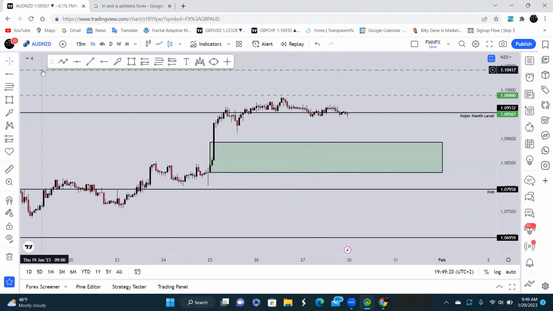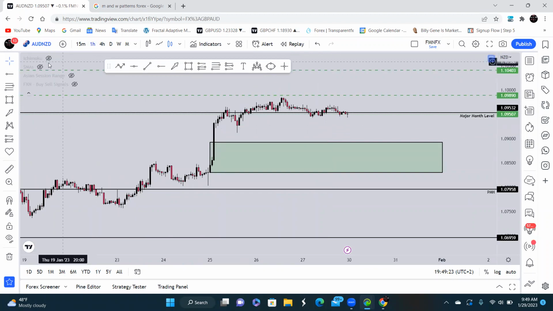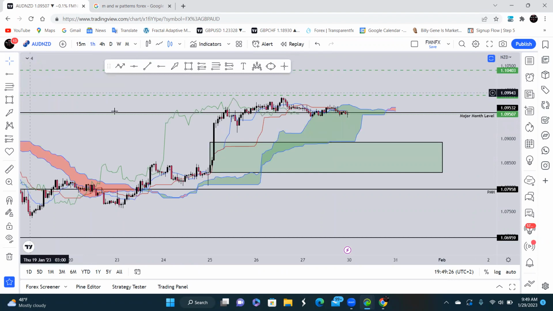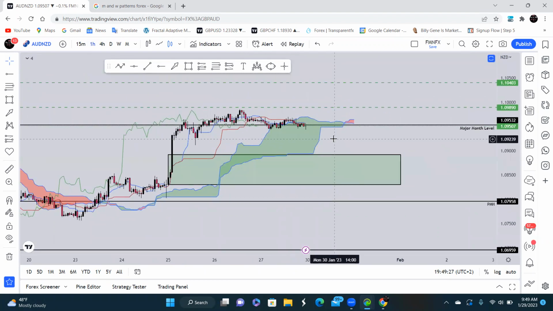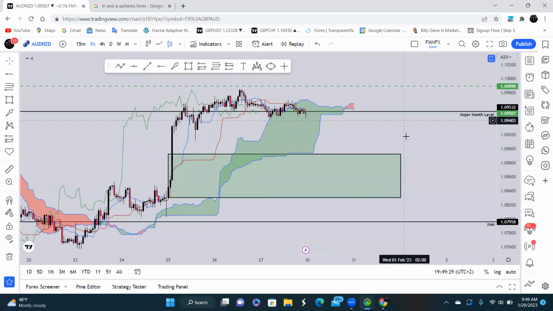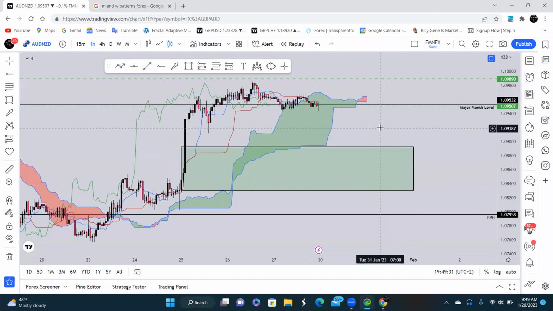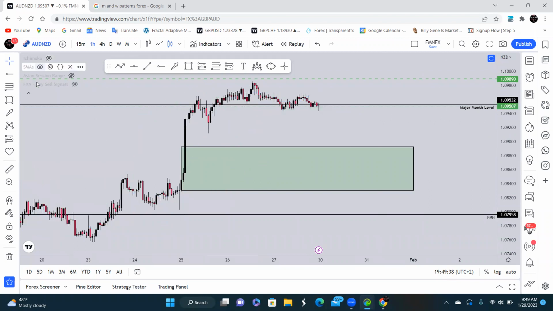Okay. So of course you want to slap on your Ichimoku. Price is inside the cloud. So what does this mean? You have 2 options here for this trade, right? Option number 1, you really don't need the Ichimoku for this one because it's super simple.